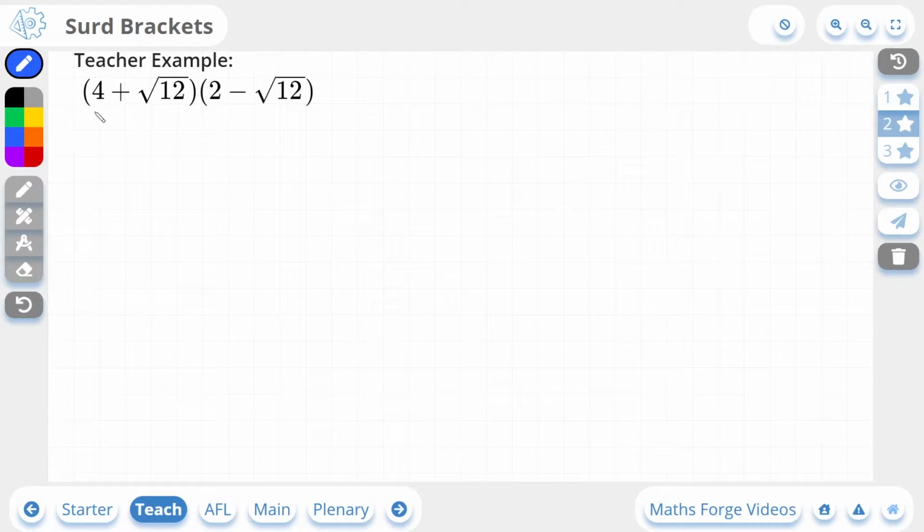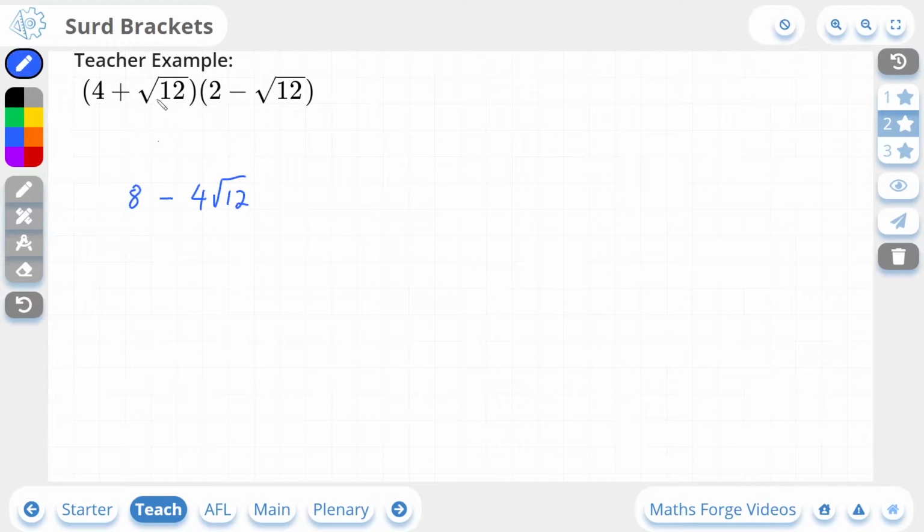So we take the first term of the first bracket, this 4, and we're going to multiply it onto every term in the second bracket. So it's going to be 4 multiplied by 2, which is 8. Then we're going to have 4 multiplied by negative root 12. Notice how I include the negative symbol as well. Negative root 12. So that's going to be minus 4 root 12.